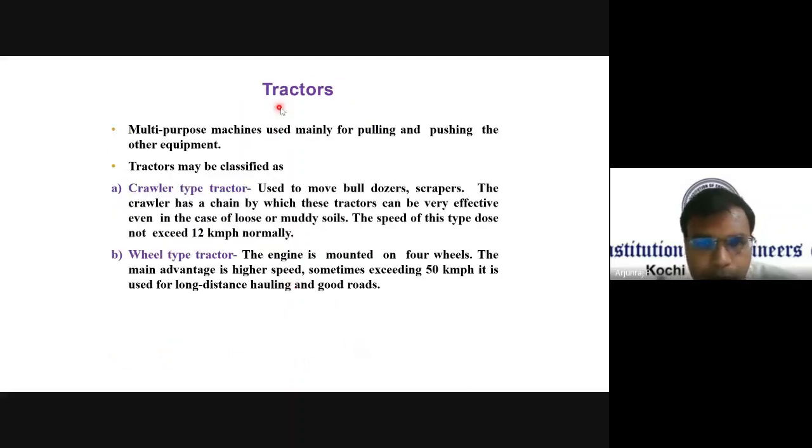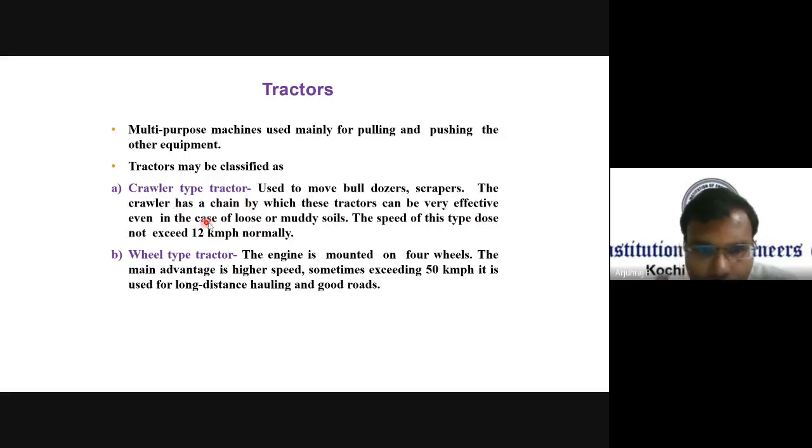And the very important thing is a tractor. You might be knowing this terminology. You have two types of tractor: one is a crawler type and the other is a wheel type. And this crawler type is again the tractor with a dozer or a scraper. We have seen some of the equipment in previous videos, where this tractor is of two types, either crawler type or wheel type.